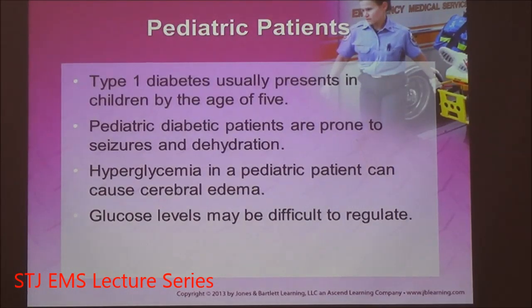In children, type 1 diabetes, usually about the age of 5 they present with it. That's when the immune system begins to fully get involved and it begins to attack the beta cells. Children who are diabetics are prone to severe dehydration and elements of hyperglycemia, and in hypoglycemia they can seize.